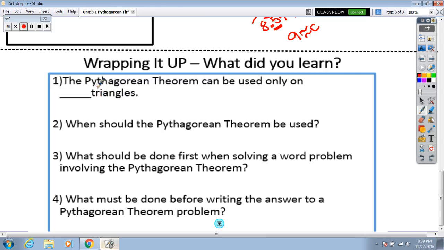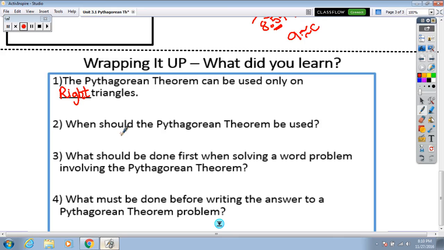Alright, so I hope that each of you made an honest effort to answer each one of the questions because it's really a summary and making sure that you understand what you're doing and why you're doing it. The Pythagorean theorem can only be used on blank triangles. Who knows the answer? Okay, so we say right triangles are the only ones that can use the Pythagorean theorem.